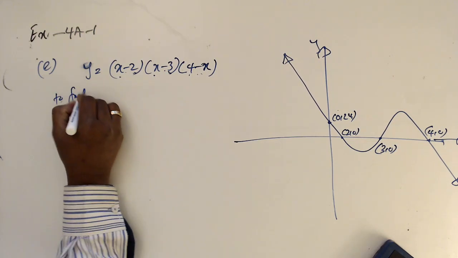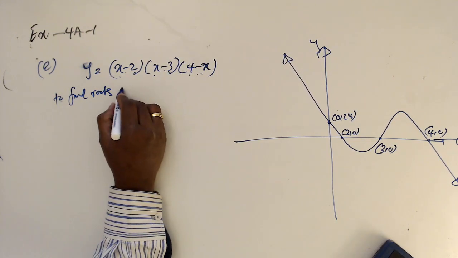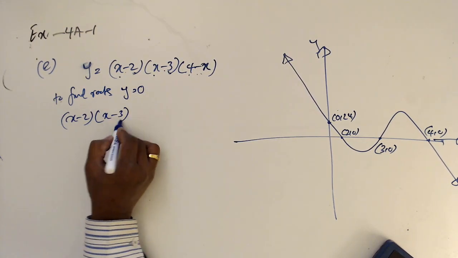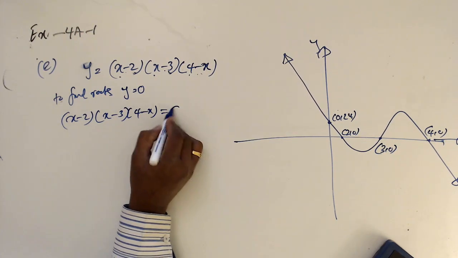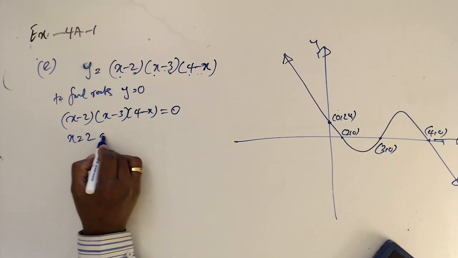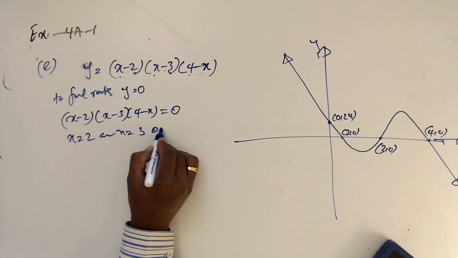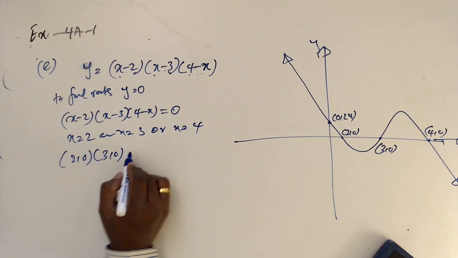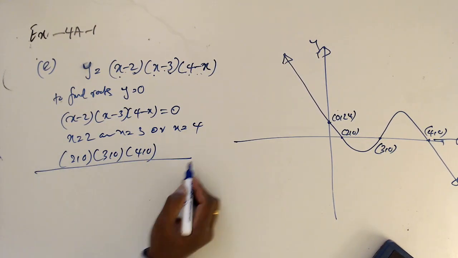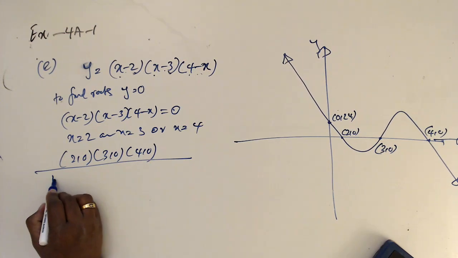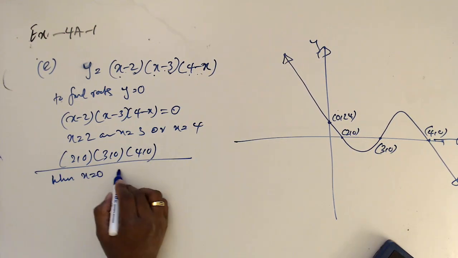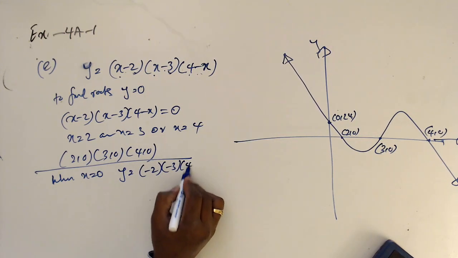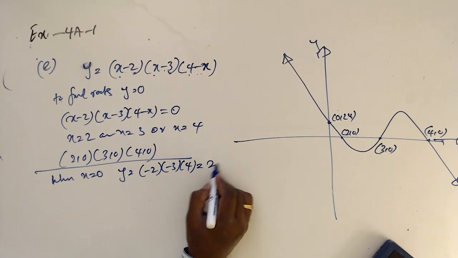To find roots, y equals 0: x minus 2, x minus 3, 4 minus x equals 0. So x equals 2, x equals 3, x equals 4. The points are 2, 0; 3, 0; 4, 0. When x equals 0, y equals minus 2, minus 3 and 4, which is 24.